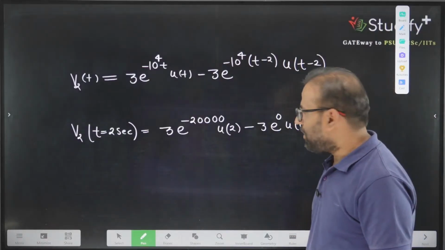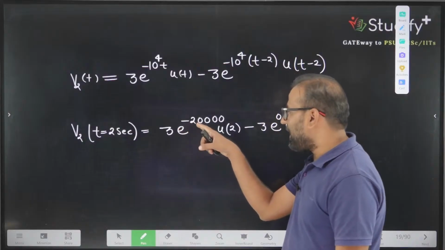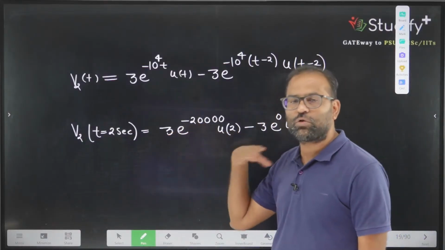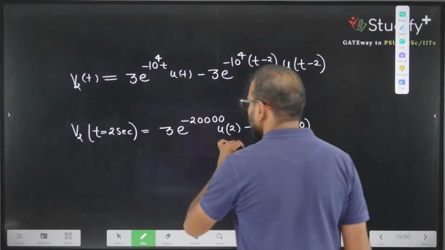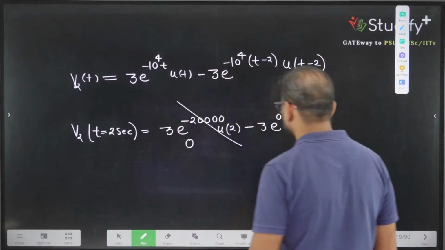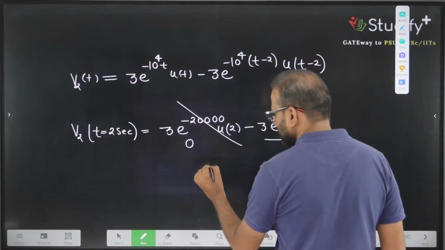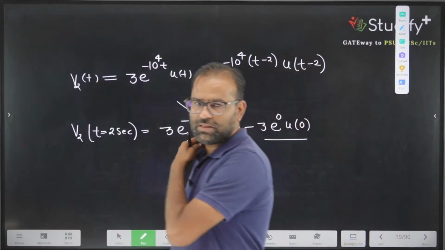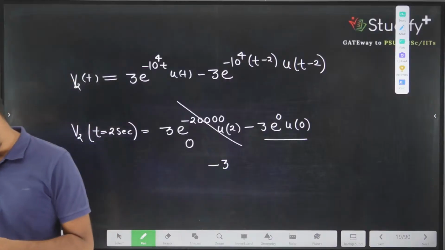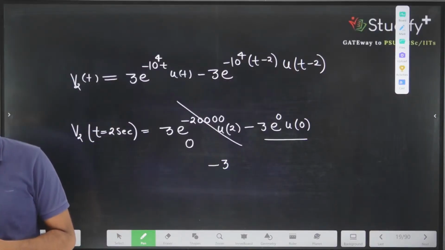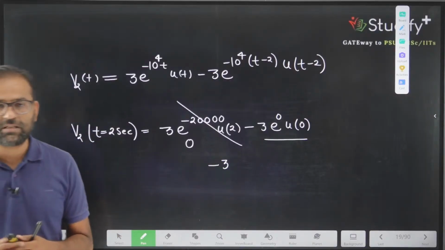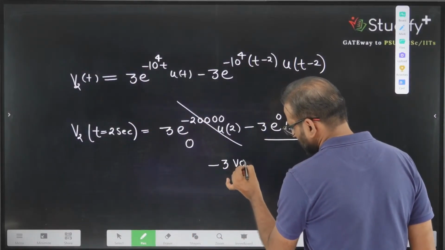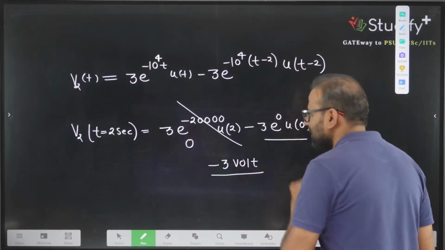Correct. Now this is 3 divided by, what is the value of e? 2.3. So 3 divided by 2.3 to the power 20,000, so you can say this value will be approximately 0. So what is the correct answer? Minus 3 into e to the power 0 u of 0. That value is equivalent to minus 3 volts. So the correct answer for this question is minus 3 volt. Minus 3 volt is the correct answer for the given question.